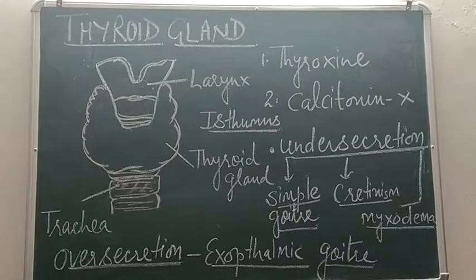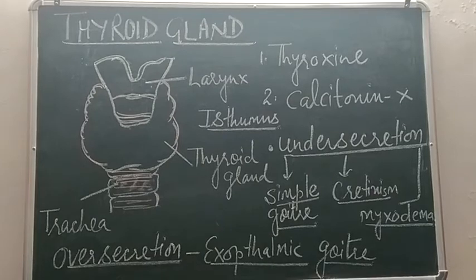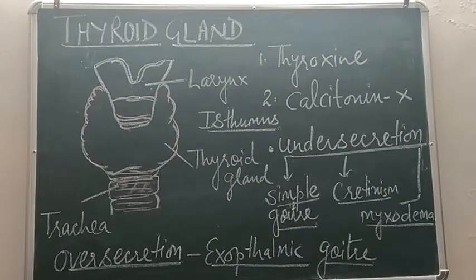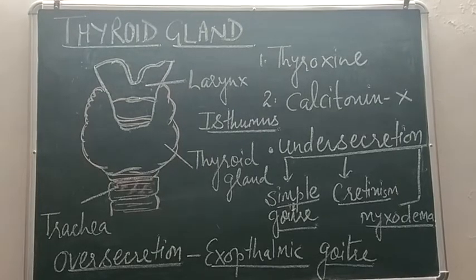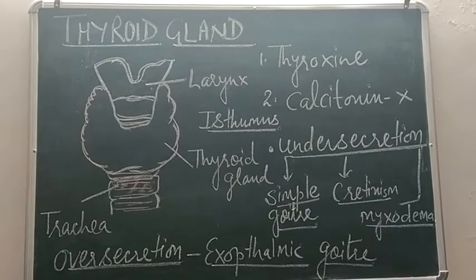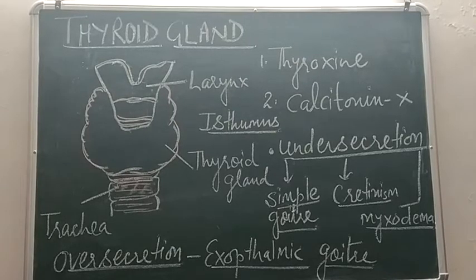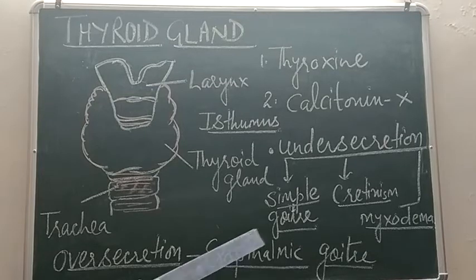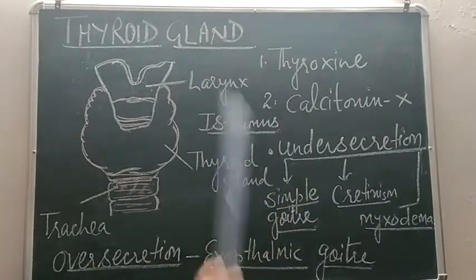Myxedema. The third problem, myxedema, is again due to under secretion of thyroxine hormone. Myxedema affects adults. In this condition, a person will become sluggish, very slow in working, with swelling of the face and hands. So you have seen that there are three problems due to less secretion of thyroxine hormone.